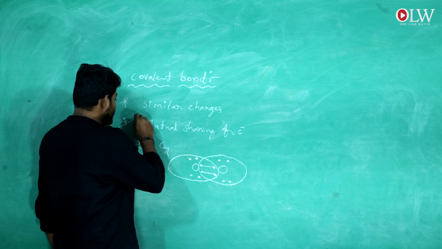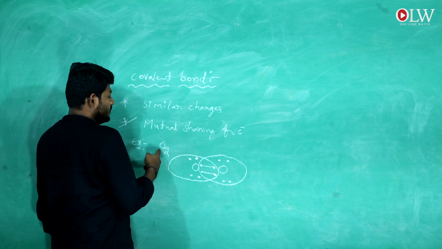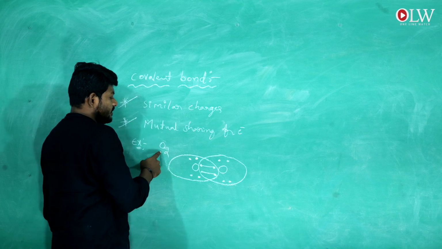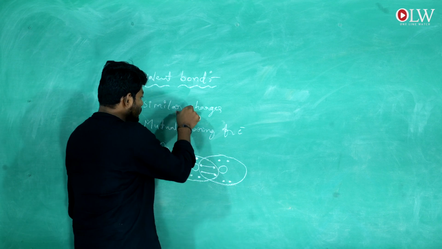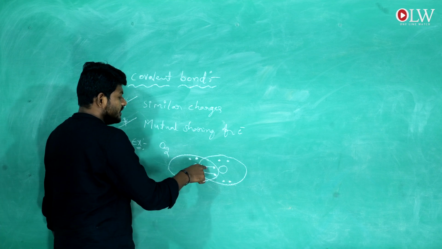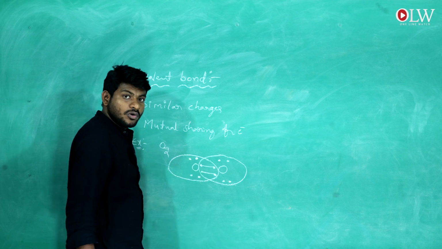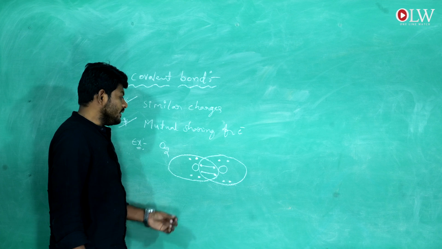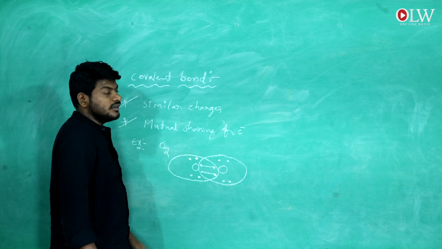Mutual sharing takes place, and at the same time both oxygens contain negative charge, similar charge. So these two rules are applicable for forming these bonds. So that's why we call these bonds covalent bonds. Like this, covalent bonds occur.